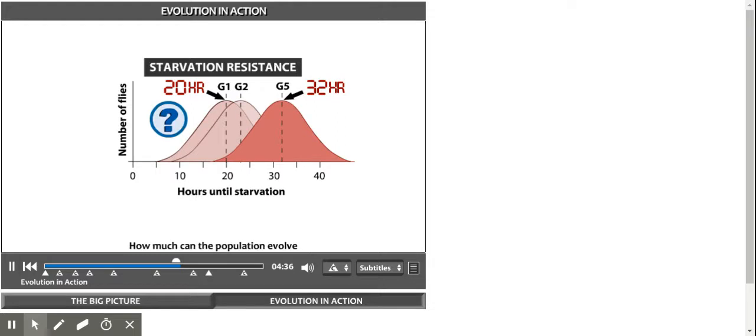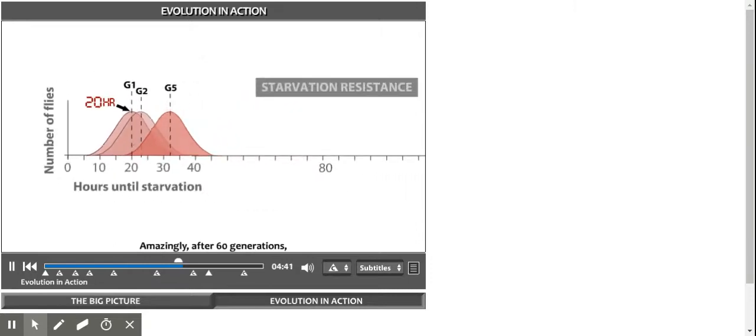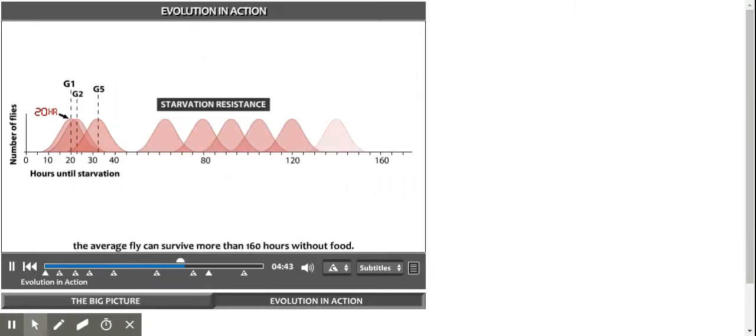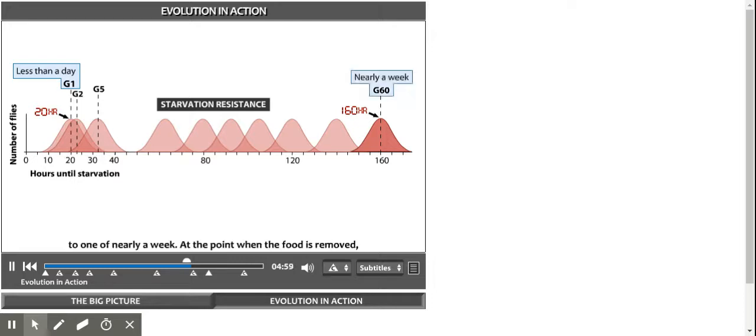How much can the population evolve in terms of its average starvation resistance? Amazingly, after 60 generations, the average fly can survive more than 160 hours without food. In 60 generations, from an experiment that took nearly 3 years, the flies have gone from a starvation resistance of less than a day to one of nearly a week. At the point when the food is removed, the flies in generation 60 are noticeably fatter than the flies were in the first generation. Their bodies have developed larger caloric reserves.